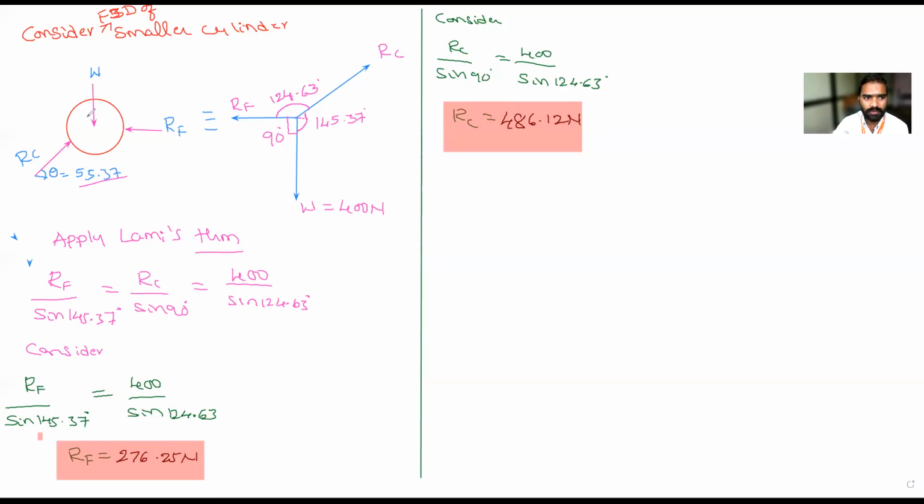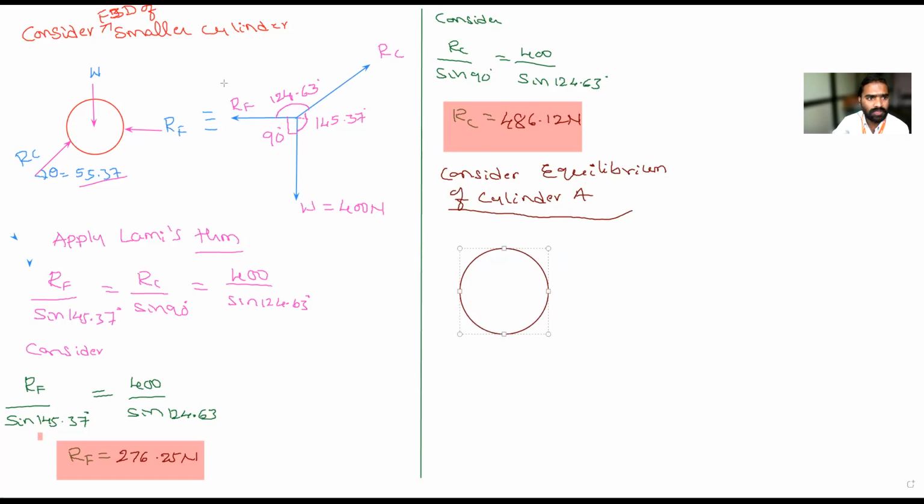Okay, so after the smaller cylinder, next you have to go for the larger cylinder. Next, consider the equilibrium of the larger cylinder, that is cylinder A. Correct? Yes, sir. In this cylinder, what are the forces acting? This larger cylinder is subjected to how many different forces?